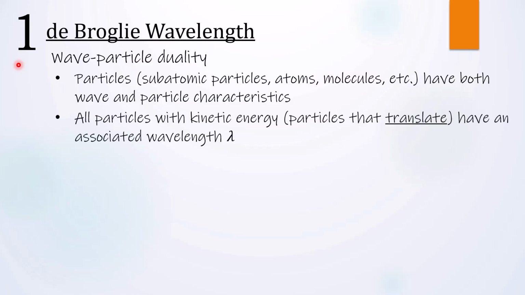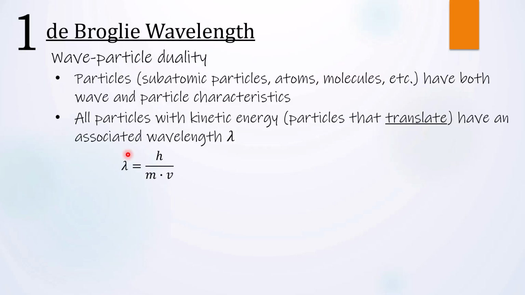So all particles with kinetic energy have an associated wavelength with them, which I'm using the Greek symbol lambda to represent. Now, particles that have kinetic energy are particles that would have a velocity or at least a speed if we don't know the direction. And we would say that those particles translate. So if I use the word translate or translations, I'm really referring to a particle that has kinetic energy and has an associated speed or velocity with it.